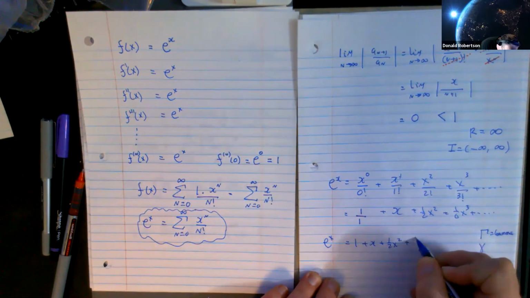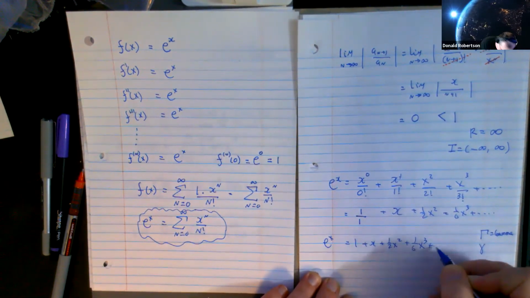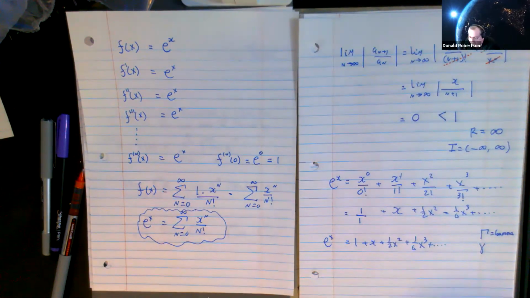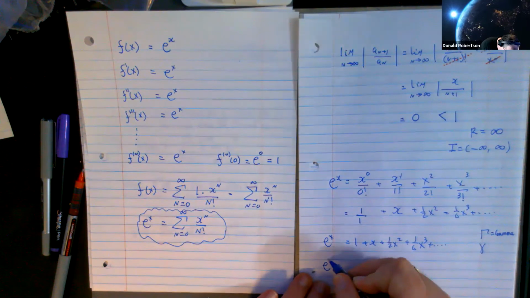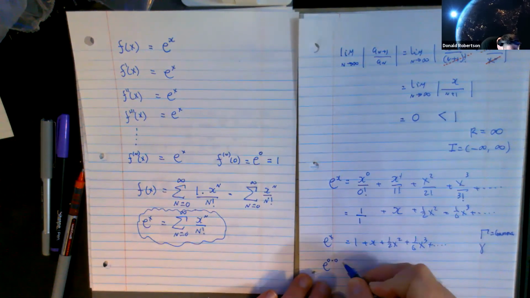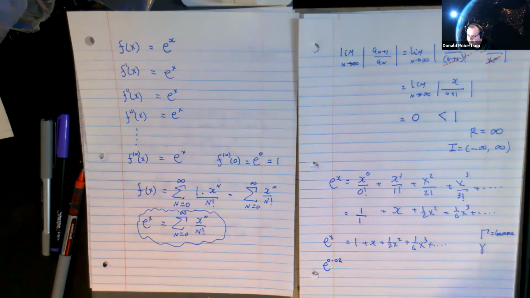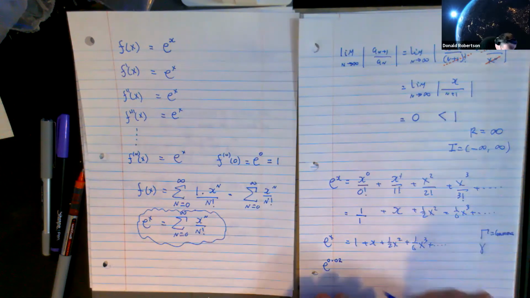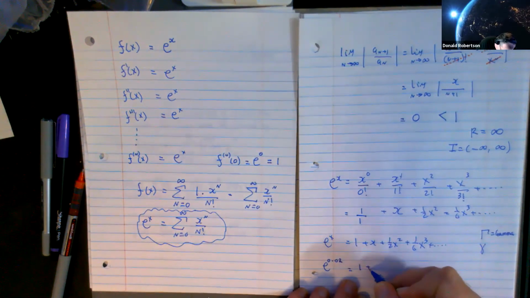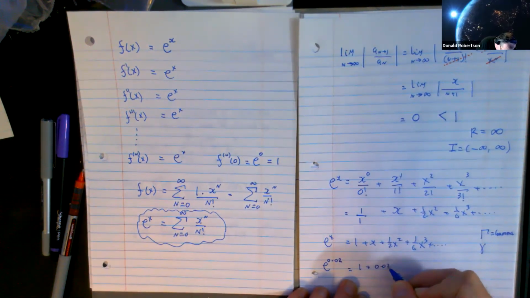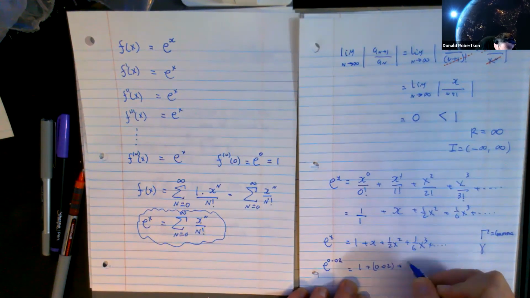Now, the reason why I'm writing this guy down is that I would like to be able to find a numerical value for e to the power of 0.02. And I am going to do it by finding the value of this fella.